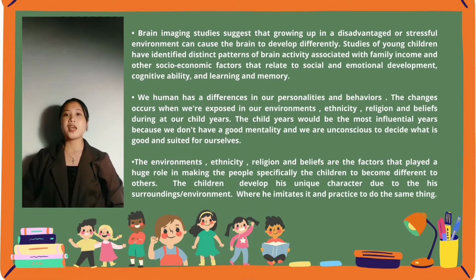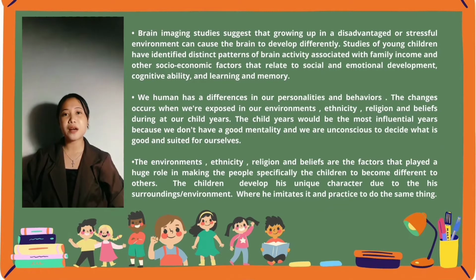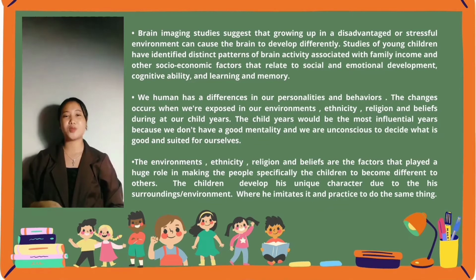The environment, ethnicity, religion, and beliefs are the factors that play a huge role in making people, especially children, become different from others. The child develops a unique character due to his surroundings or environment, where he is led to practice the same things. For example, if your family is active in doing responsibilities and shows so much sweetness and love to each other, you as a child will also have these characteristics as you grow, given that you are already exposed to that kind of behavior and practices.